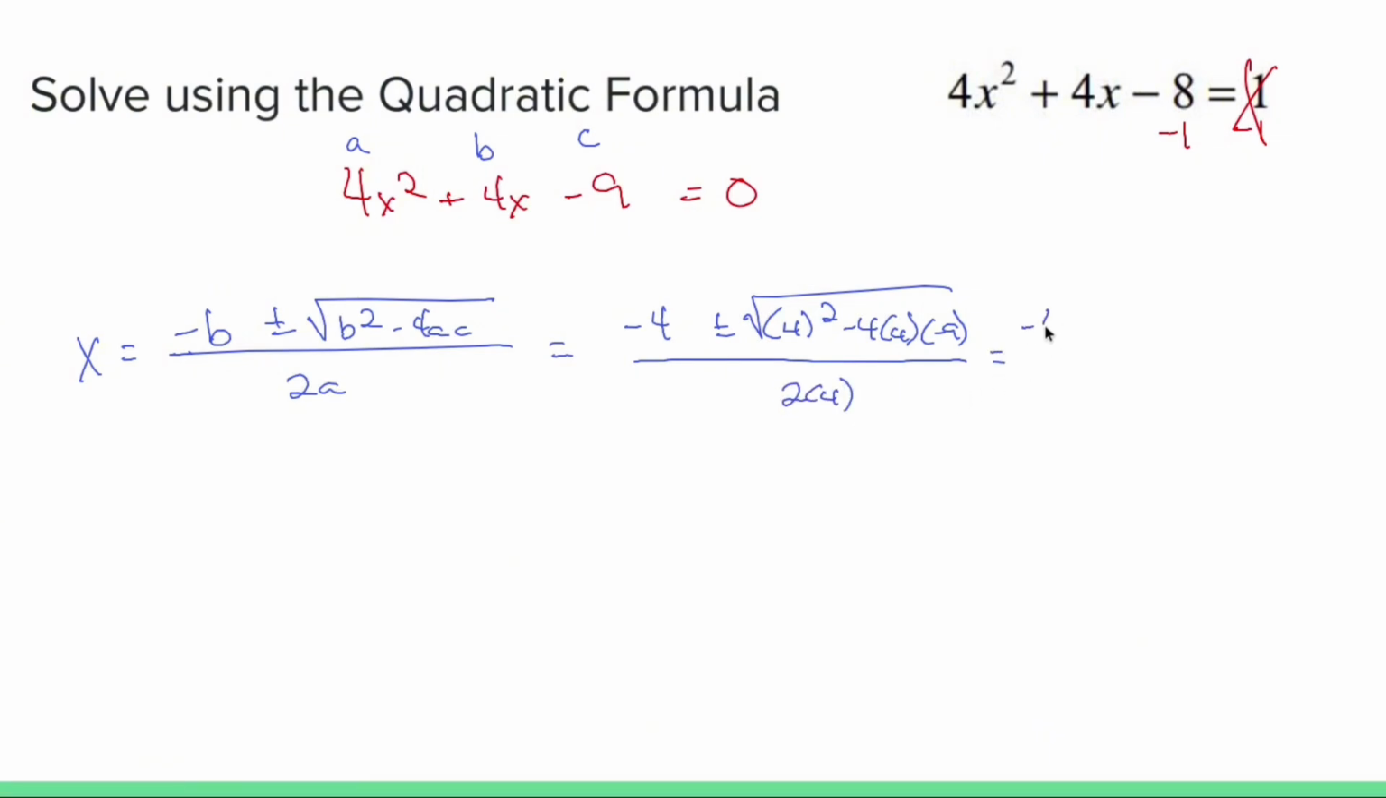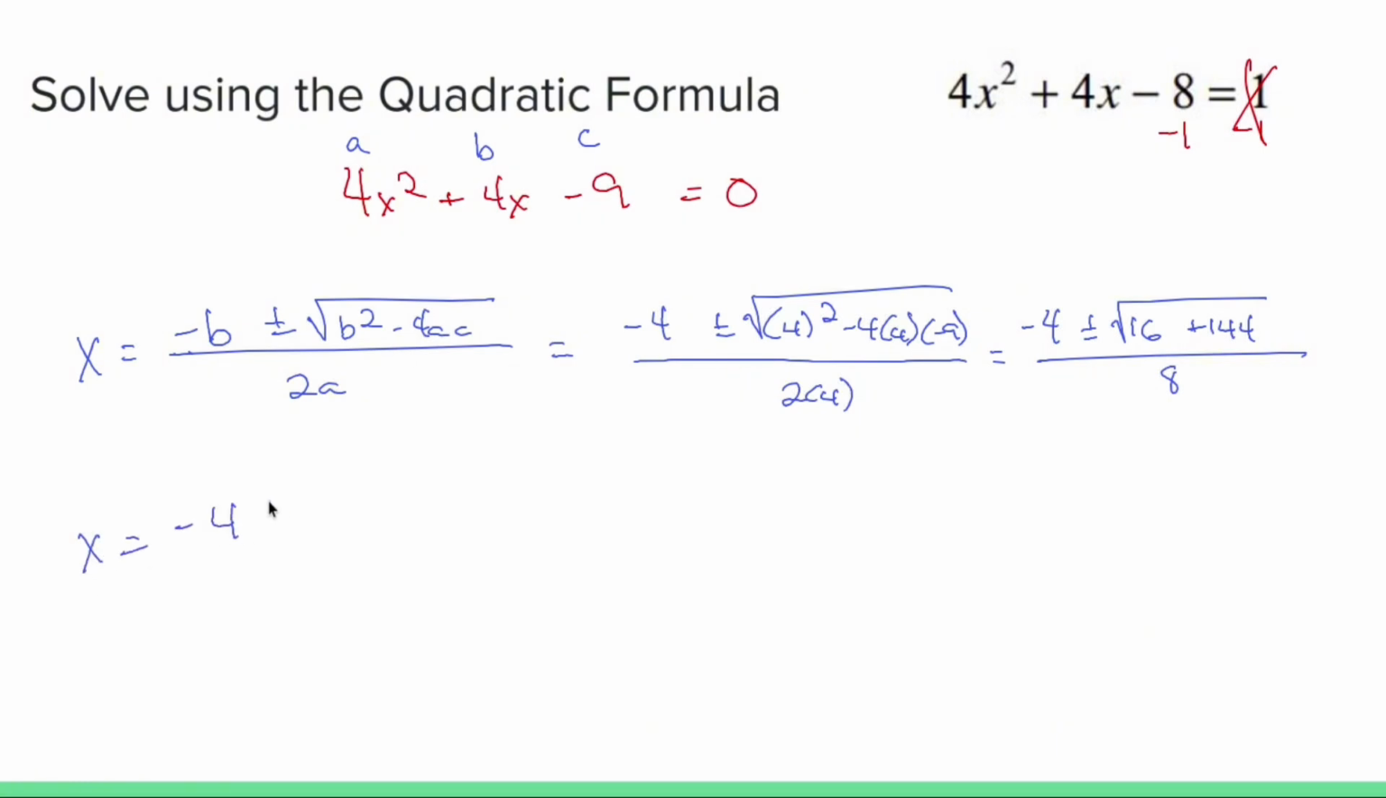Okay, that's going to be 4 plus or minus 4 squared is 16, minus 4 times 4 is 16 times negative 9, which is 144. Oh, that's nice. I mean, it's not going to help us, but that's nice. It's actually not going to help us at all. All over 8. Now, inside that square root, we can do a little bit of math.